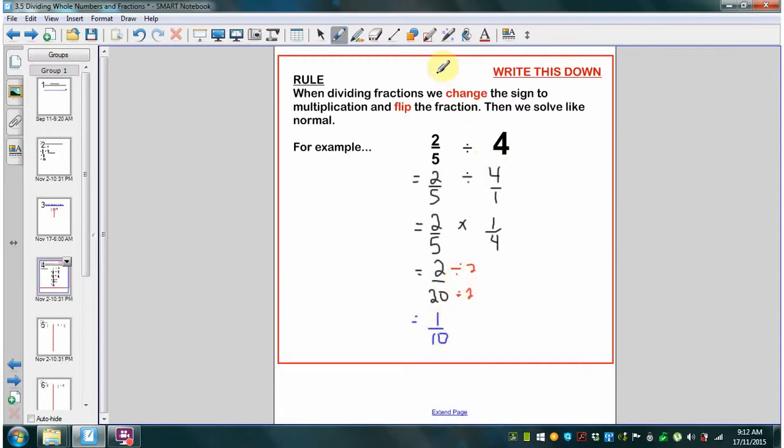The important thing here was the change and the flip of the fraction. Also make note that you always write your whole numbers over 1 to make them into fractions. Make sure you have this copied down. If you have any questions, let a buddy know, or myself if I'm available. If not, we're ready to move on and try some examples together.